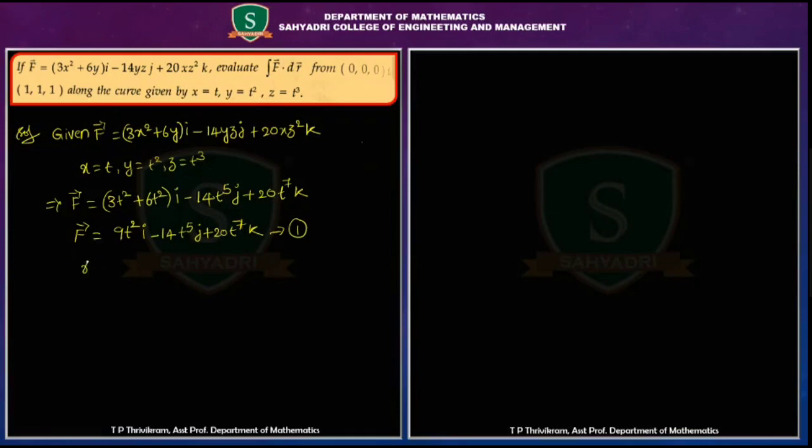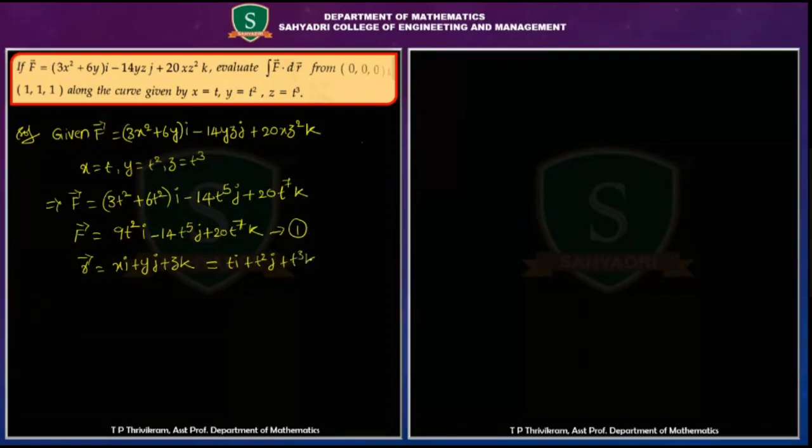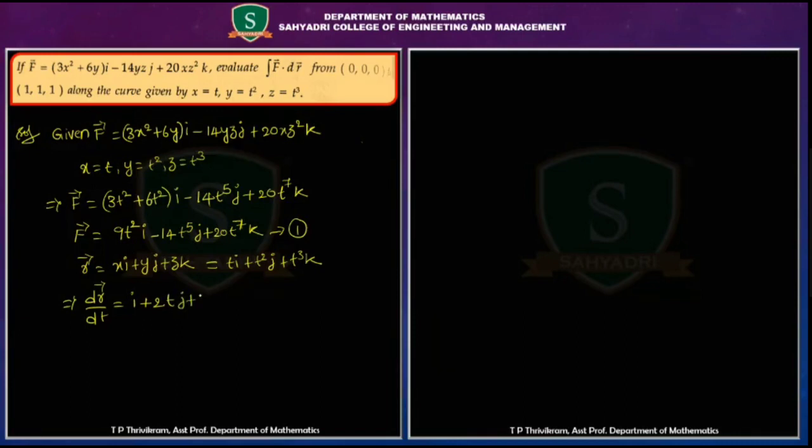Now I will define what r is. r is nothing but xi plus yj plus zk, which is nothing but ti plus t square j plus t cube k. So if you differentiate with respect to t, dr by dt is nothing but how much? I'll get 1i plus, differentiation of t square is 2tj, plus 3t square k.